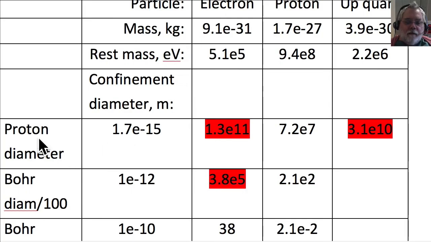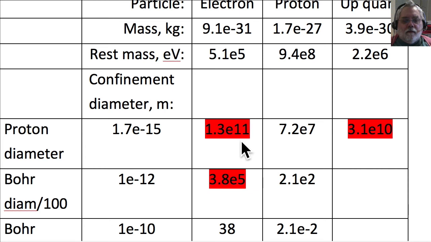First case, let's take the proton diameter. 1.7 femtometers, 1.7 times 10 to the minus 15th meters. I've already done the math for you. I encourage you to plug in the values for m and for a and do the math. I'm not going to do it in this lecture. I just want to look at the results.